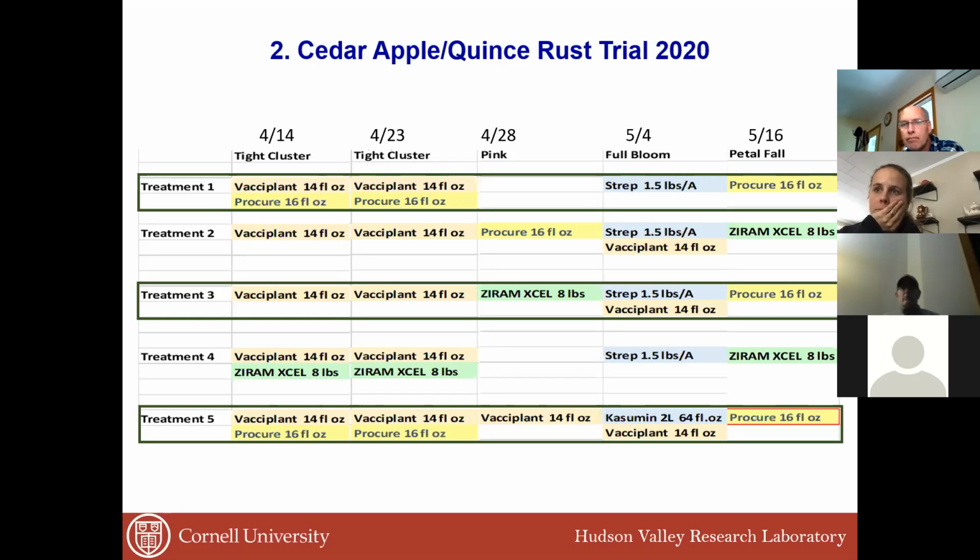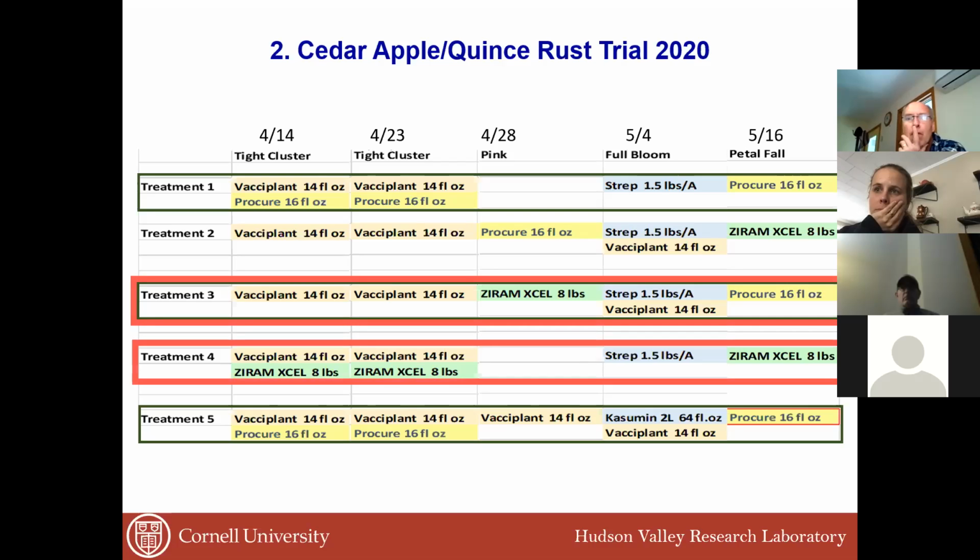But then again, when we look at the effectiveness on fruit, these red square boxes indicate which treatments were effective on fruit. And likely the reason was that we again applied Procure at petal fall in treatment 3, and then in treatment 4 we had a really heavy schedule of Xyrem, which is also very effective against rust, and that likely allowed control of quince rust on fruit in this specific case.